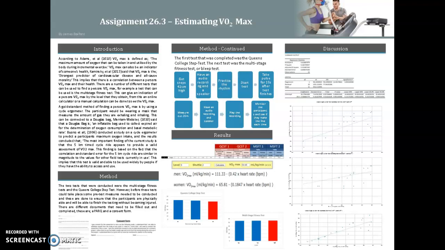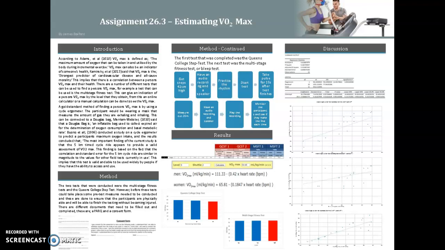The calculation below, however, is the calculation used for the Queen's College Step Test. As you can see, there are different calculations for men and women, and this is because the metronome beat for the Queen's College Step Test is slower for the women compared to the men. As my participant was a male, I'll be using the male calculation. So this is 111.33 minus 0.42 times the heart rate.